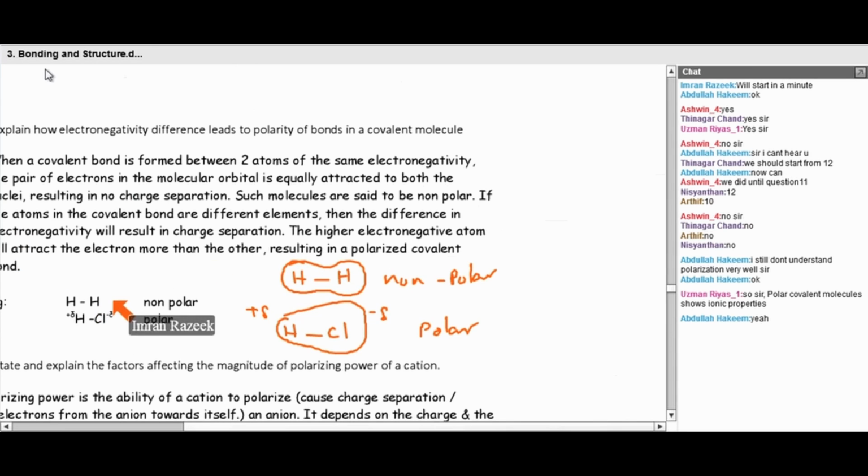So hydrogen, same element, there's no difference in electronegativity. That will be a nonpolar molecule, a covalent nonpolar molecule, and HCl is the polar covalent molecule. We can copy the electron density map of these two.